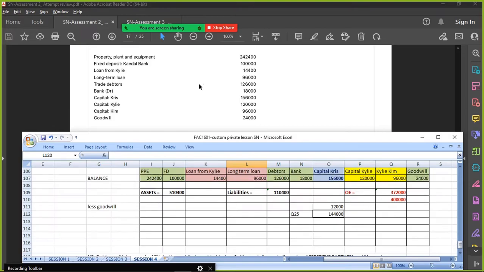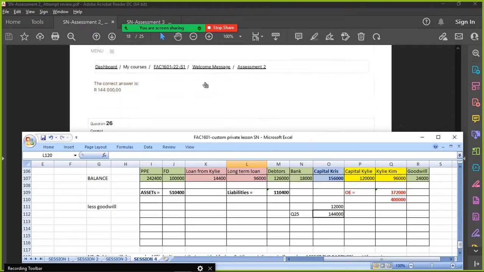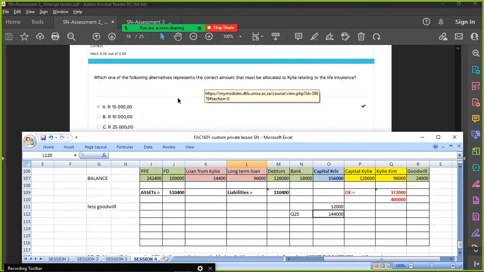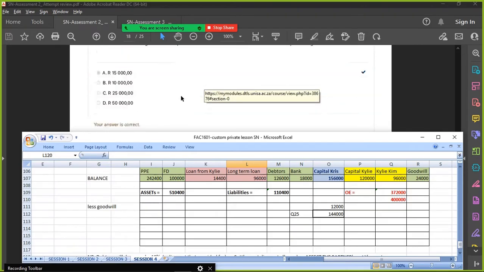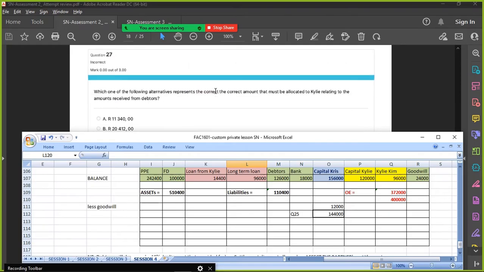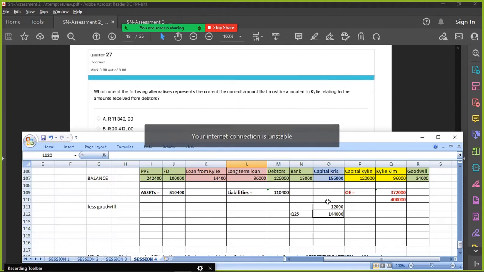So if I'm looking at, what did the question say? They just wanted the amount that's allocated, right? We didn't have to work out the balance. What did they say? Question 27, correct amount that must be allocated. Okay, so if it's the correct amount that must be allocated to Kylie, it'll be a portion.